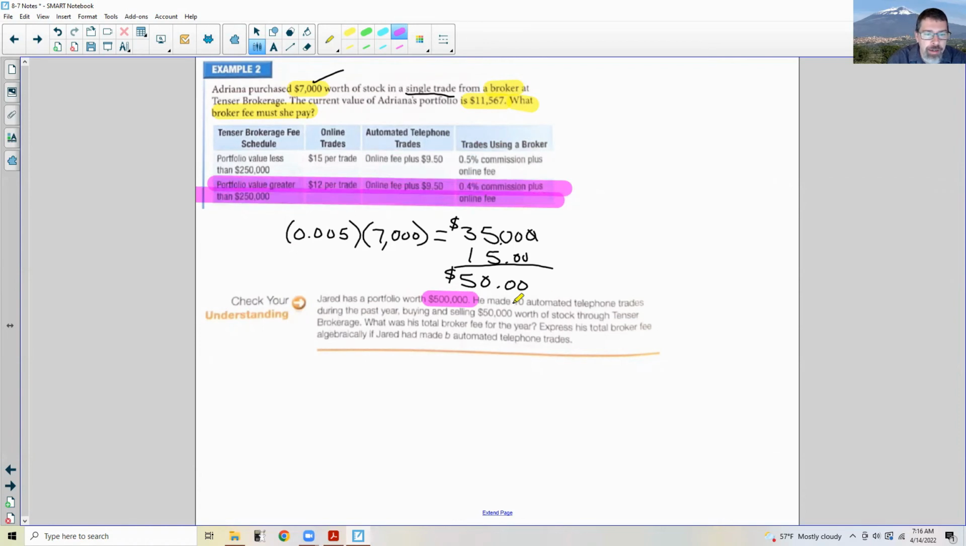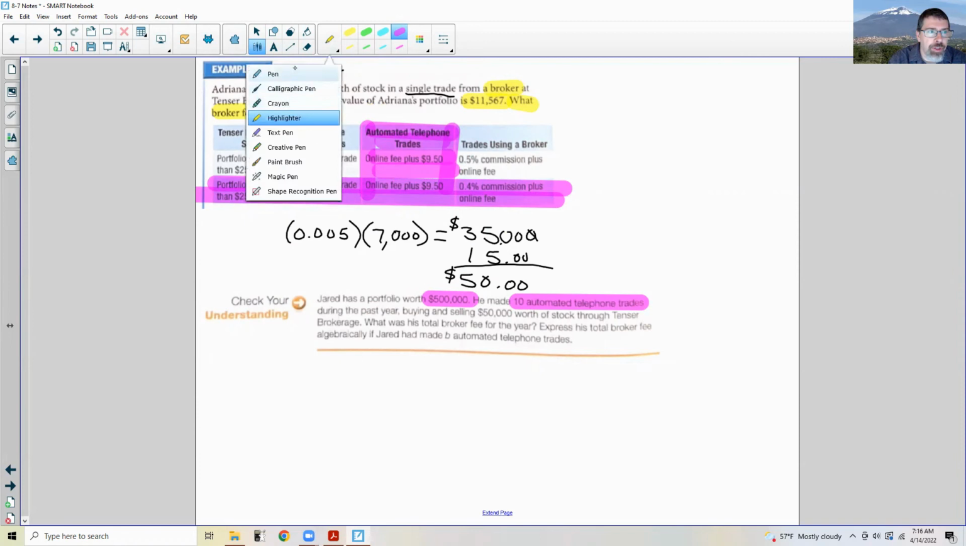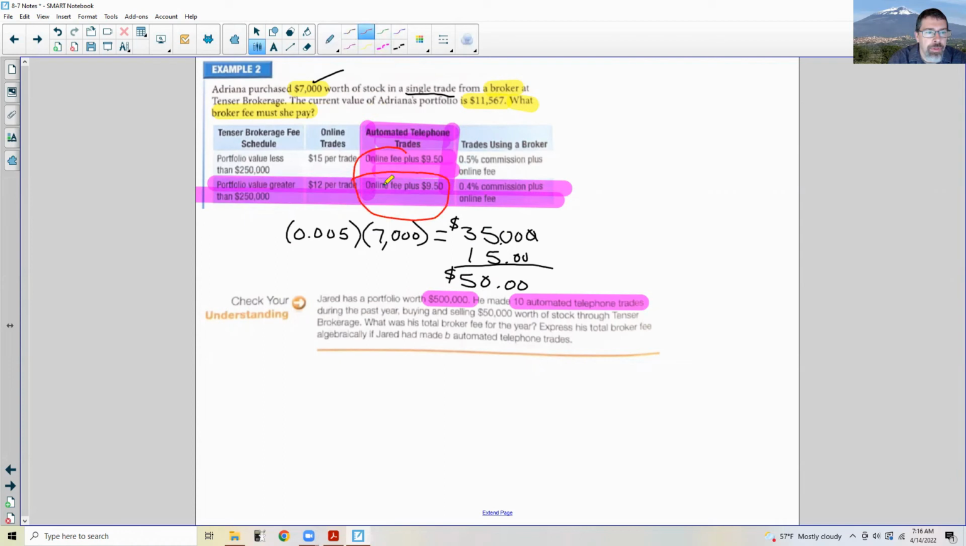He made 10 automated telephone trades. So we're going to use this fee here. Okay, so this row, this column, so therefore we are going to use this right here. One online fee plus $9.50. Okay, so during the past year, 10 automated telephone trades, buying and selling $50,000 worth of stock through Tensor Brokerage. What was his total broker fee for the year?